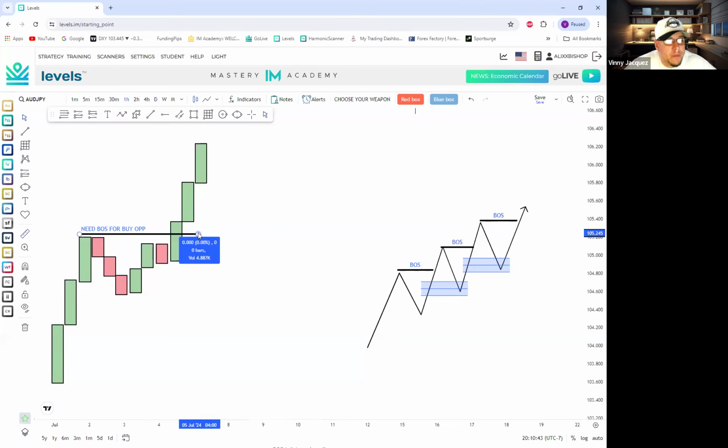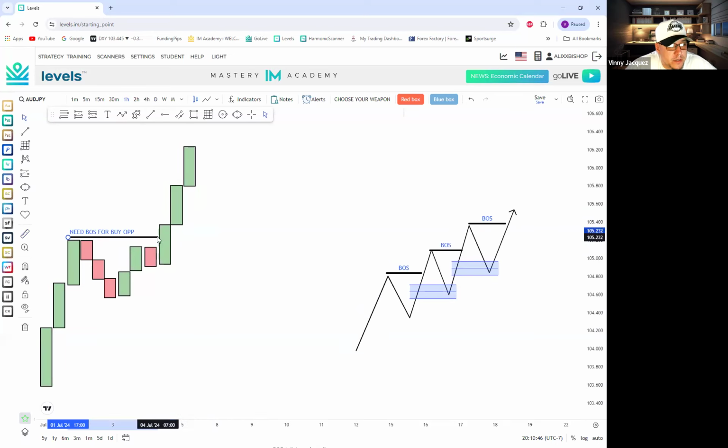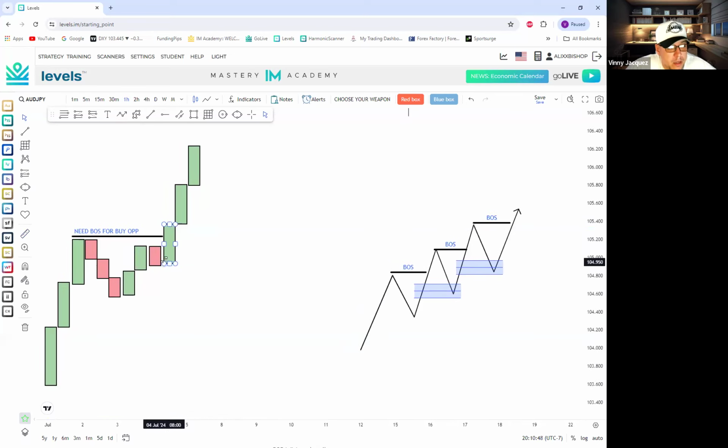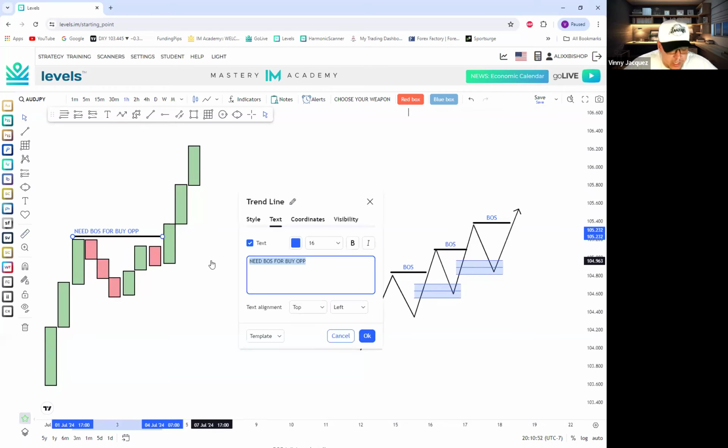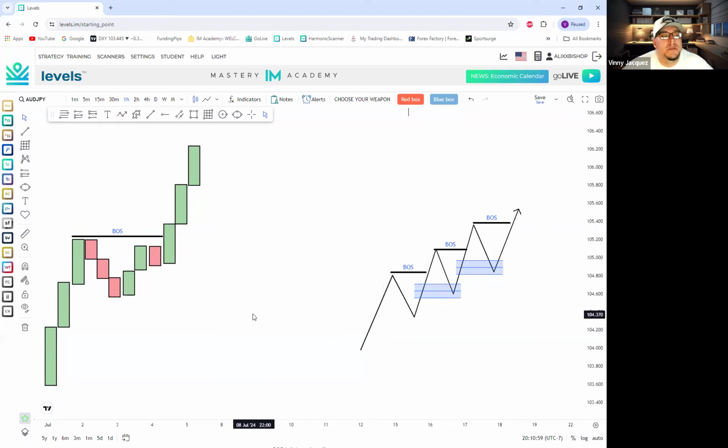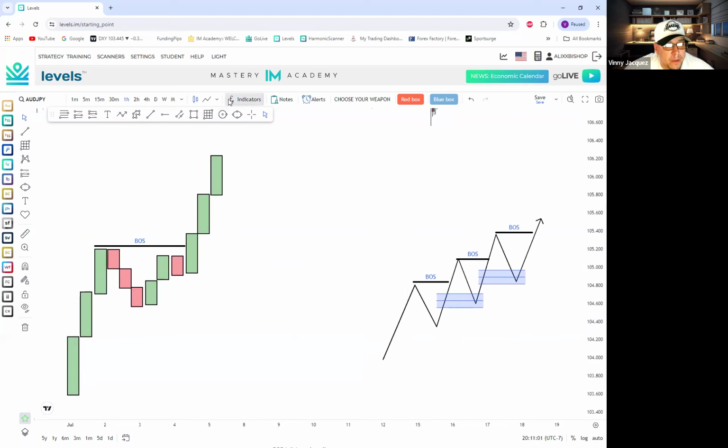So check me out, guys. We finally got this break of structure, right? Market did, in fact, break and close above this black line, right? So let's just update because we got the break of structure. Let's go ahead, label it BOS. It's been confirmed, right? Now look, check this out.